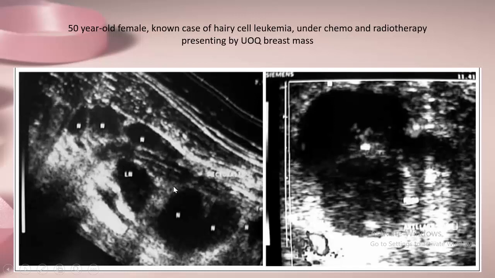pectoralis minor muscle, and here we have multiple lymph nodes also, and there is a mass in the axillary tail, lobulated in appearance in the upper outer quadrant, so it is part of the pathology. It is hairy cell leukemia affecting the breast and affecting the interpectoral and infraclavicular lymph nodes.